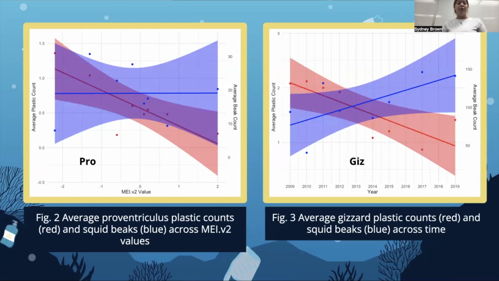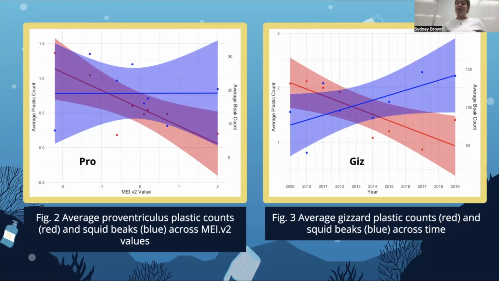And then when you look at these figures right here, they show the very strong trends that we saw in regards to the count specifically. Once again, when we looked at the masses, we saw the same patterns. When you're looking at the one on the left, that compares the plastic counts against the MEI.v2 value. And as you see on the left side of the graph, we see high plastic counts with more negative values, which indicates that we find higher plastic quantities during La Niña, actually, than during El Niño.